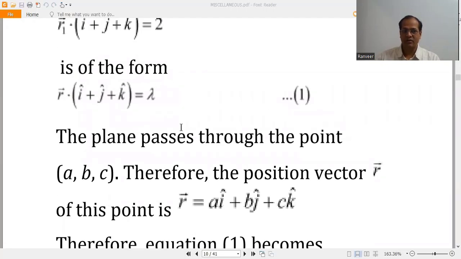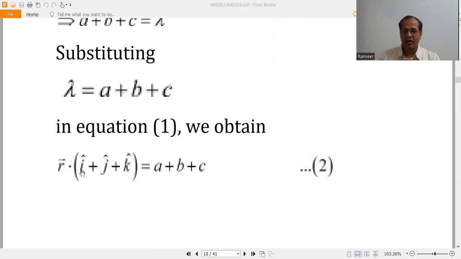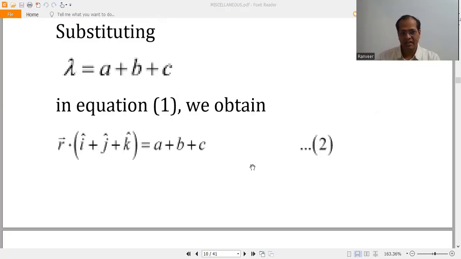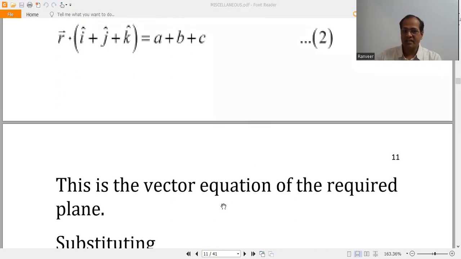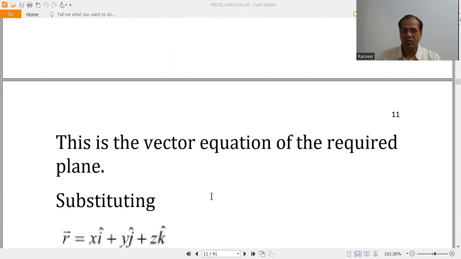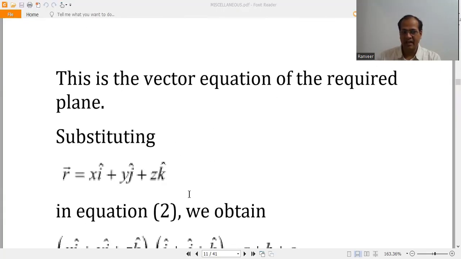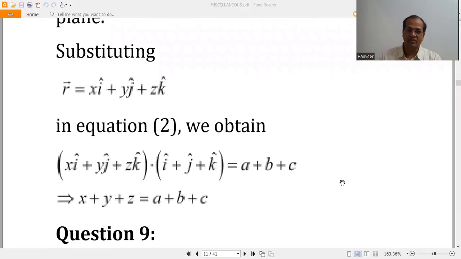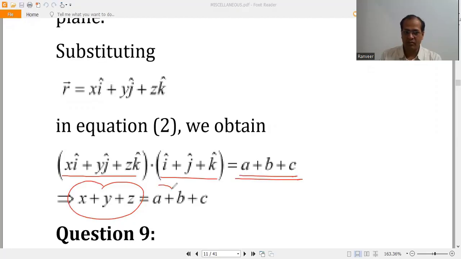This value of lambda we have to substitute in the first equation. So r dot (i plus j plus k) equal to a plus b plus c. This we take as the second equation. This is the vector equation of the required plane. Now substitute r equal to xi plus yj plus zk in the first equation: (xi plus yj plus zk) dot (i plus j plus k) equal to a plus b plus c. So x plus y plus z equal to a plus b plus c. This is the required equation of the plane.